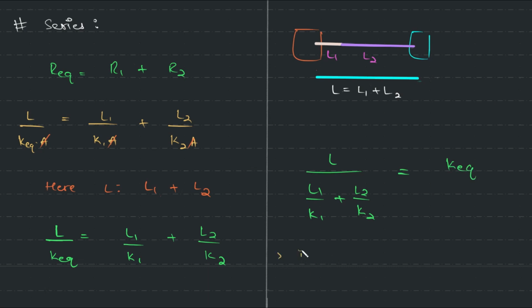So in general, our formula will look like K equivalent is equal to L, being the total length, divided by summation of Li by Ki. That's it. And L here is the summation of all the lengths. So that will be your final expression for series, right?